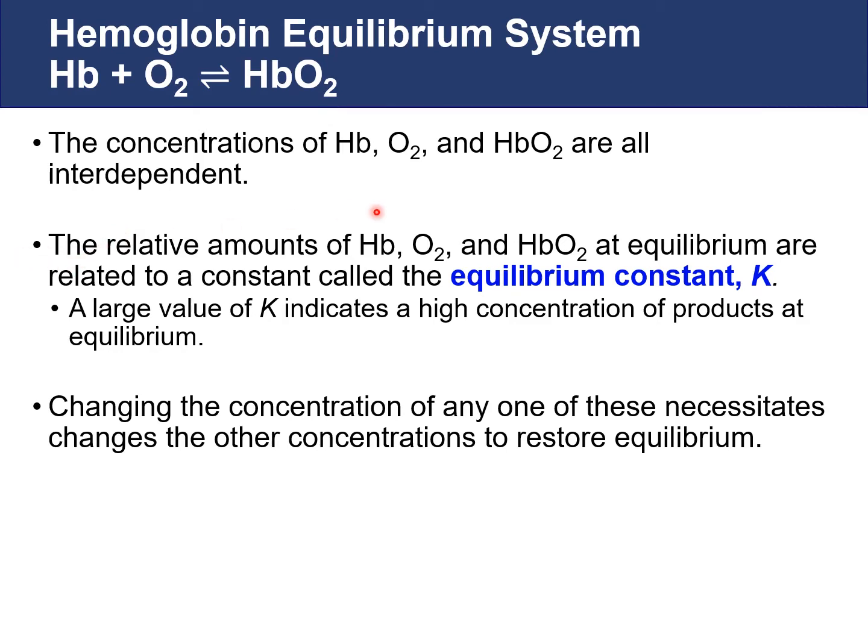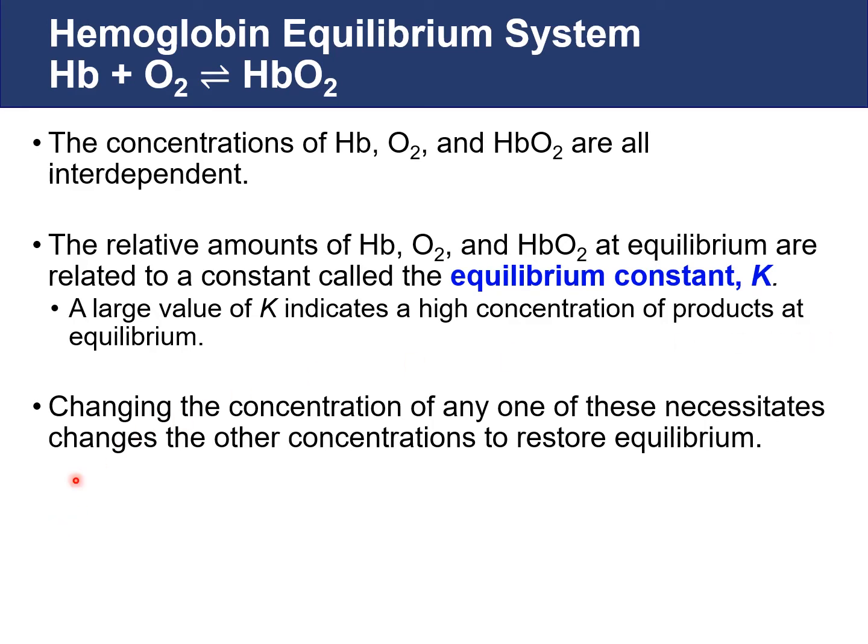The relevant amounts of the hemoglobin, oxygen, and hemoglobin-oxygen bound complex at equilibrium are related to each other via a constant called the equilibrium constant. We will be representing this with a capital K. The capital here is important to differentiate it from the rate constants that we were using when we previously talked about reaction rates. A large value of K indicates a high concentration of the products at equilibrium, and conversely, a small value of K indicates a higher concentration of reactants at equilibrium.